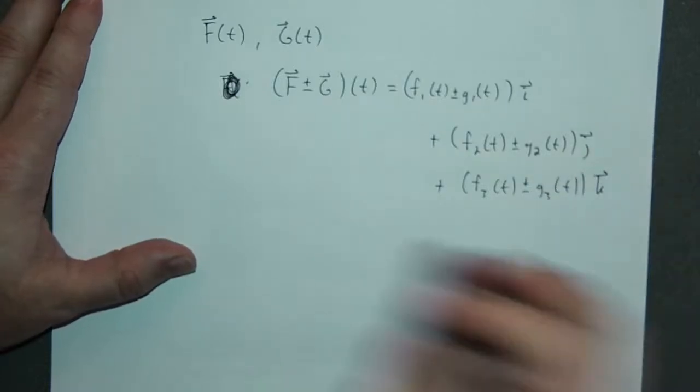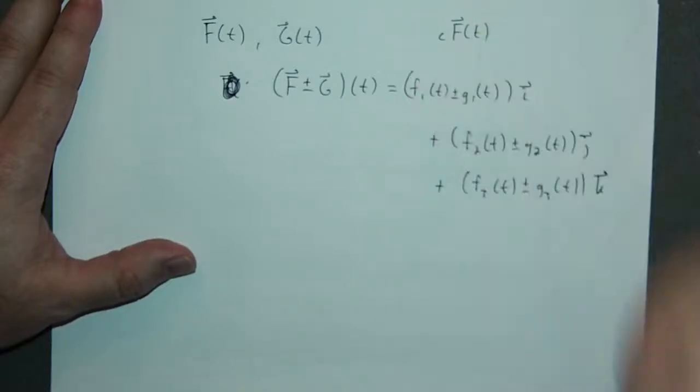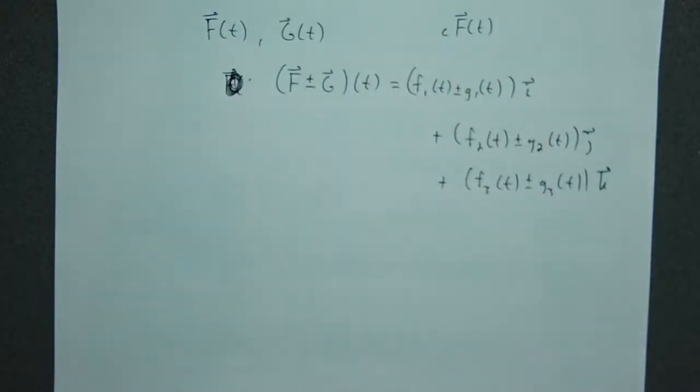So I could talk about c times big F of t, and it's just me scaling every component function by the scalar c. Okay. So then when it comes to multiplying, of course, here's the key thing to remember, right? With vector valued functions, you can make your life easy, and we are doing this over and over again. That's why we're able to say all these things.